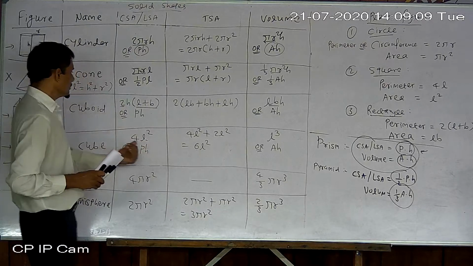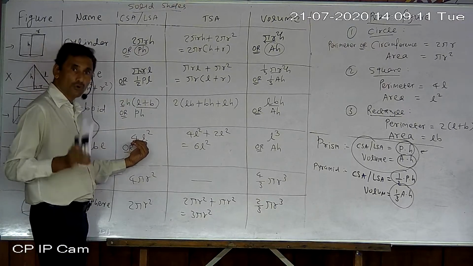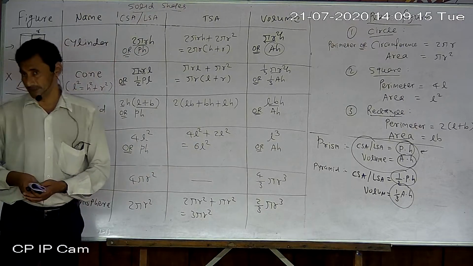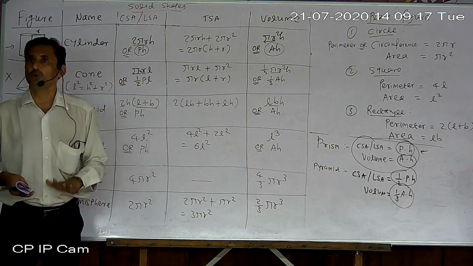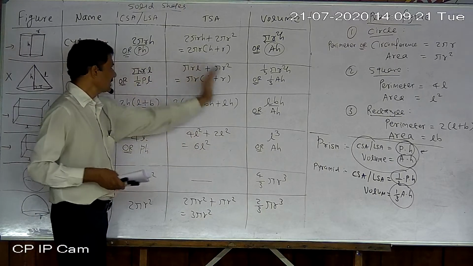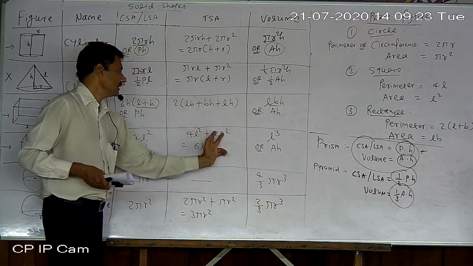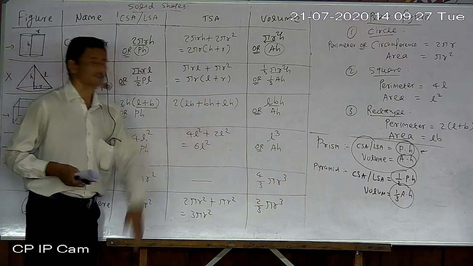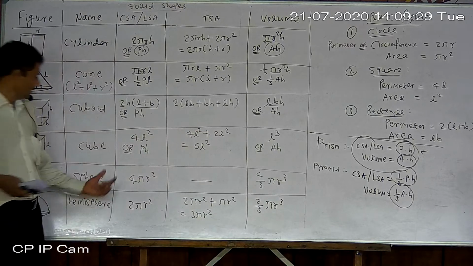Okay. So here 4L square. Why? 4 walls are there. Here 6L square. Why? 6 surfaces are there, including roof and floor. Otherwise, if you understand it just like CSA to TSA, then 2L square is added. 4L square was already there, so the total becomes 6L square.